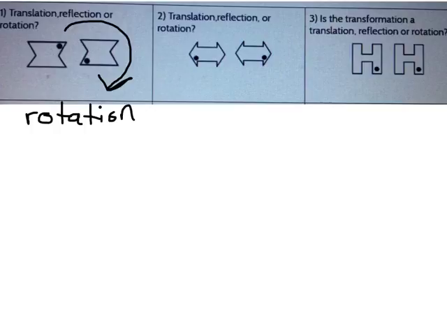Number 2, does that show a translation, a reflection, or a rotation? Well, if I drew a vertical line down between the shapes, I can see that that's a reflection across a vertical line.